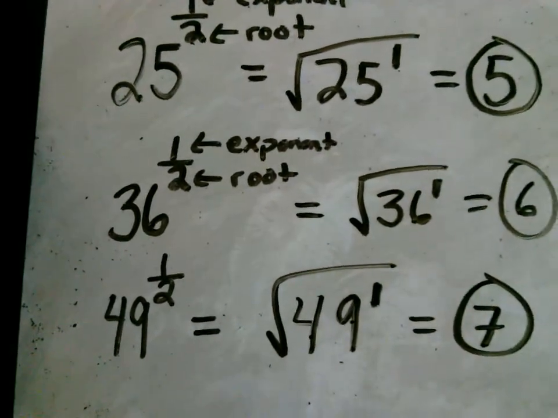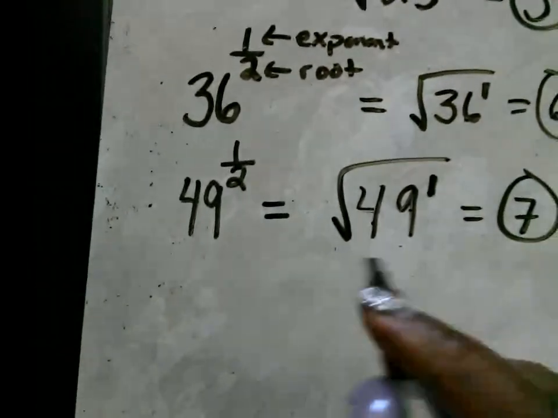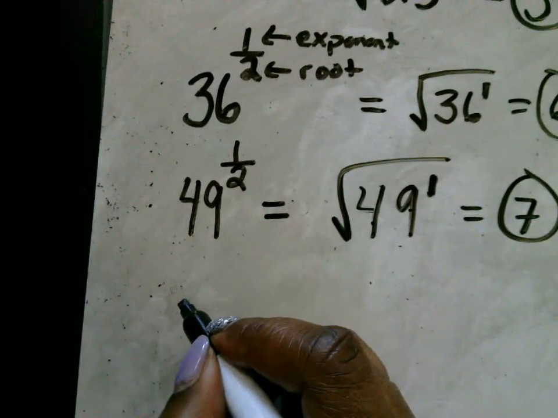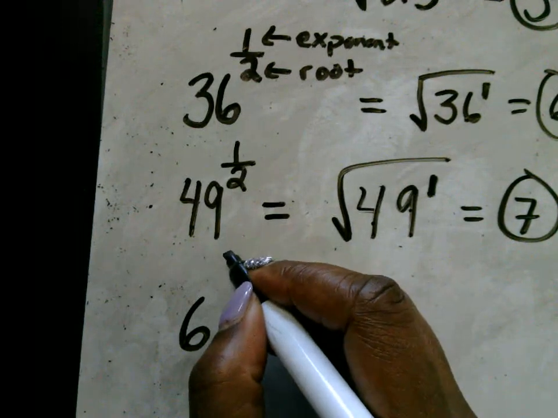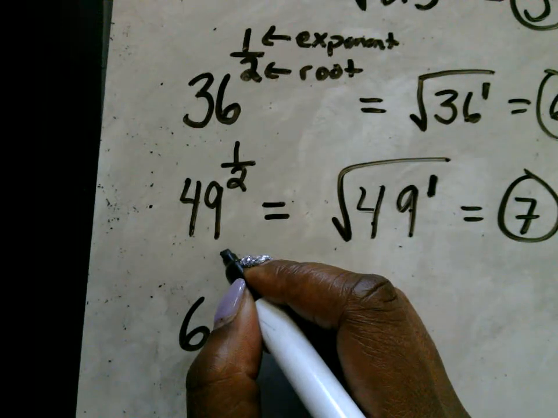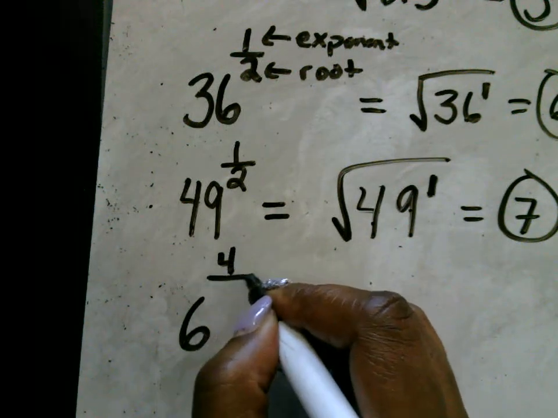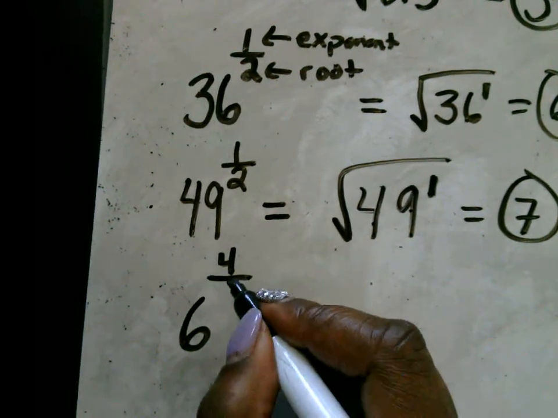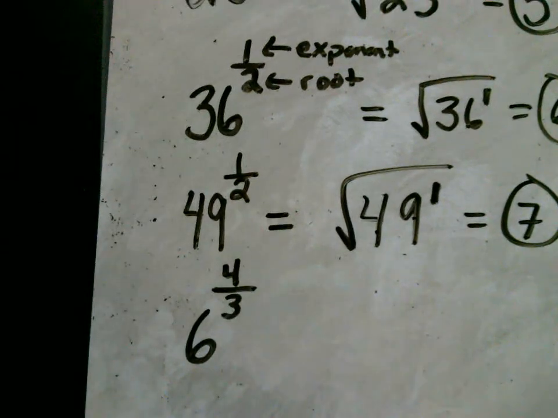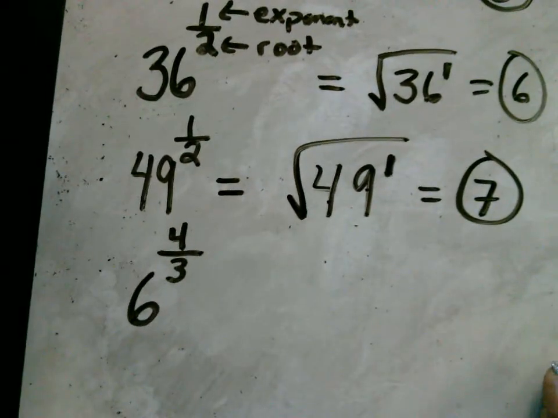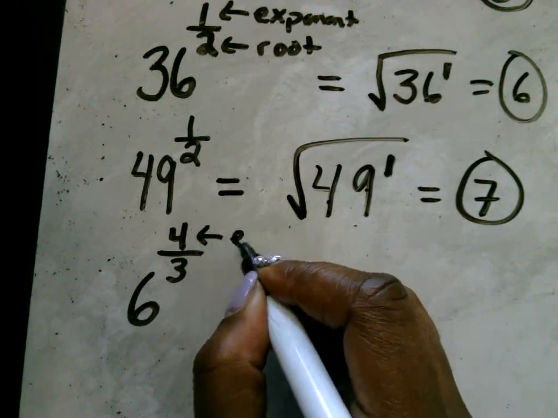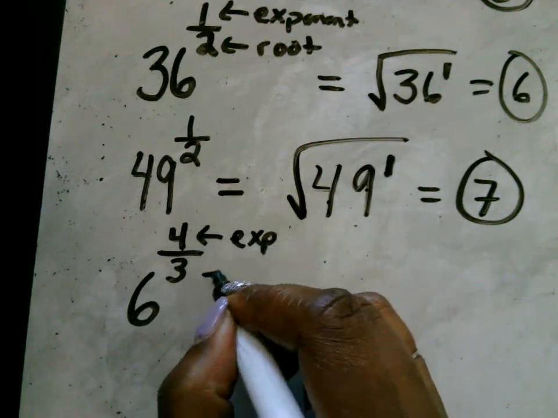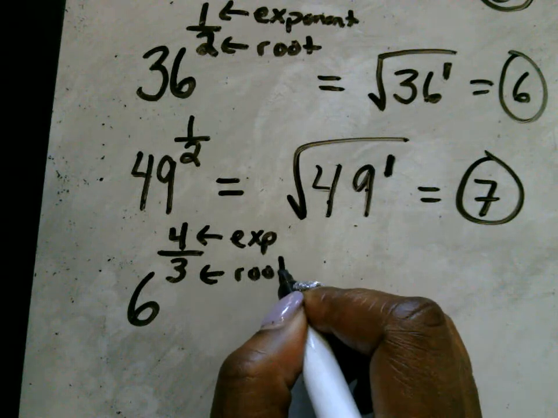Okay, you ready? All right, let's try this one. Let's do 6 to the 4 over 3. How would we write this? Watch, Miss Reyes. Please watch. This is the exponent. What's the bottom number? The root. So this is cube root.